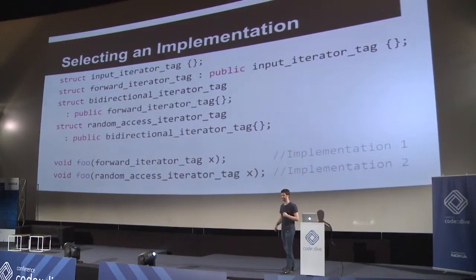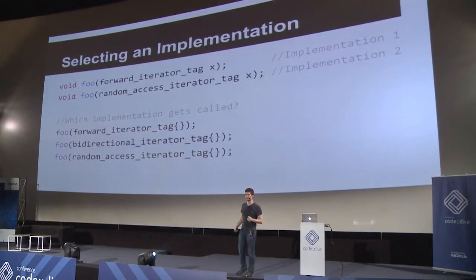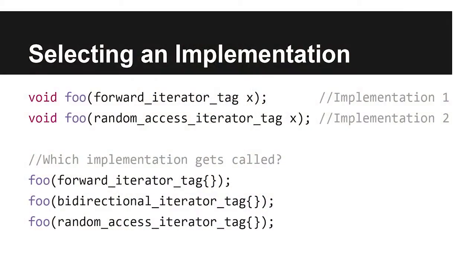And if I have a set of overloads, a foo function overload at the bottom there, with one with a forward iterator tag and one with a random access iterator tag, and I call that with an instance of forward iterator tag, that's the curly braces, am I going to get the first or second overload? Shout it out. The first or the second overload with the forward iterator tag instance? The first one. And the reason I'm going to get the first one is because it is a precise match, right? Forward iterator tag is going to go to the forward iterator tag overload.